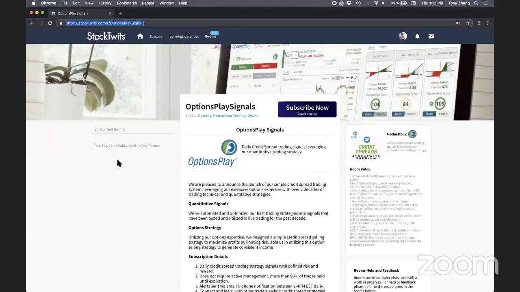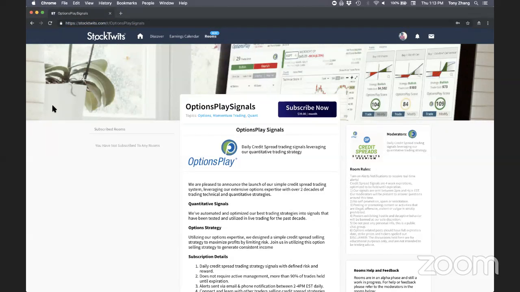Is your ROI based on an annual basis or the period of the trade? It's based on the period of the trade.